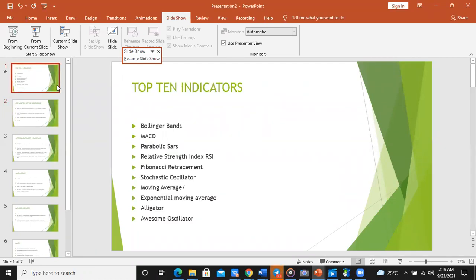All right, so these are some of the indicators that we mentioned in the previous class. We have the Bollinger Bands, we have the MACD, we have the parabolic SAR, we have the relative strength index, which we call the RSI. We have the Fibonacci retracement, stochastic oscillator, moving average, exponential moving average, the alligator, and then the Awesome oscillator. There are more, we'll be adding more, and even some that are not very much important, we can ignore them.